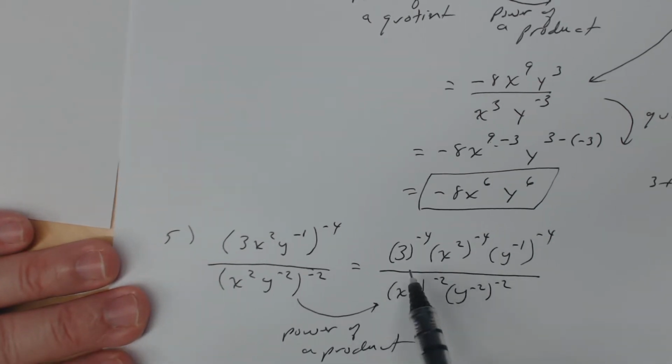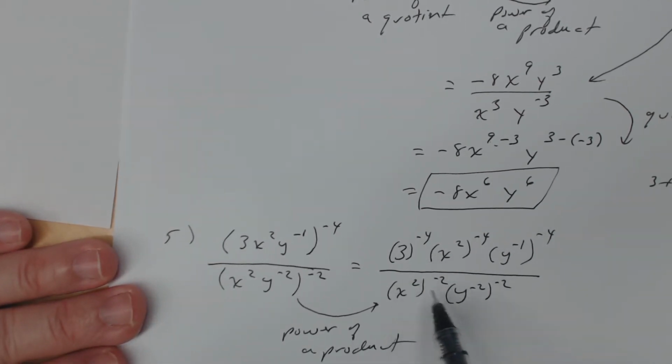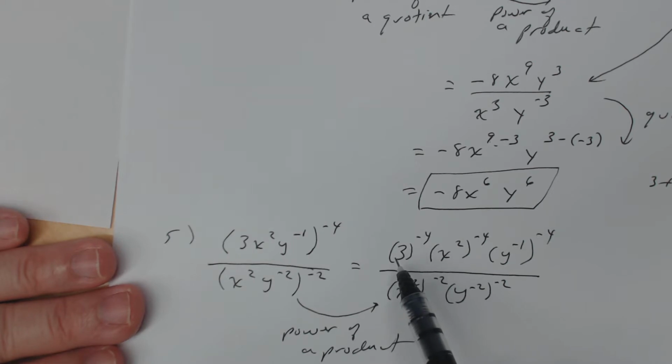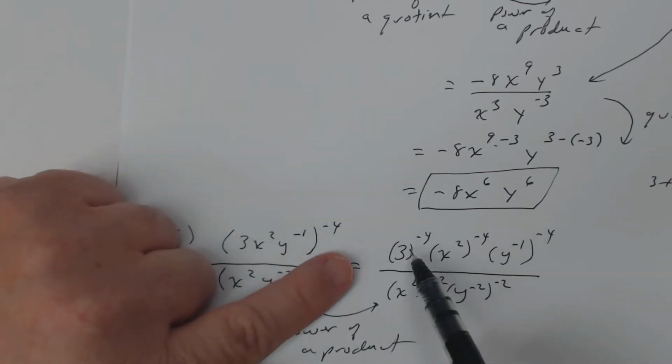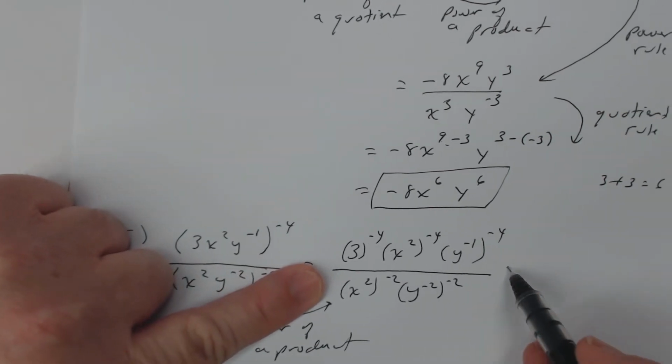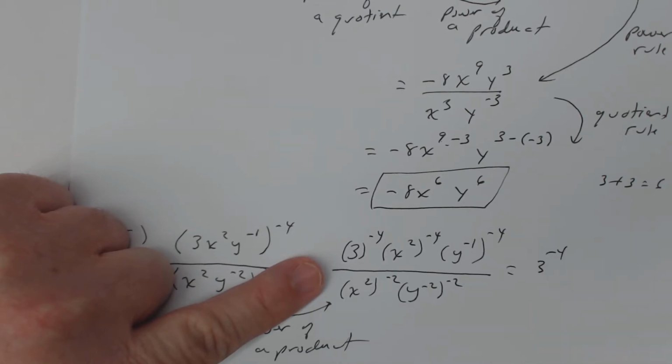Alright, and now I'm going to just use the definition. I'm going to wait on this one right here, 3 to the negative 4th, because we know what 3 to the 4th means. 3 to the 4th means 3 times 3 times 3 times 3. But 3 to the negative 4th is not defined that way. So we've got to rewrite this one later. So I'm going to leave this one alone for right now. So that's just going to be 3 to the negative 4th, just like it is.